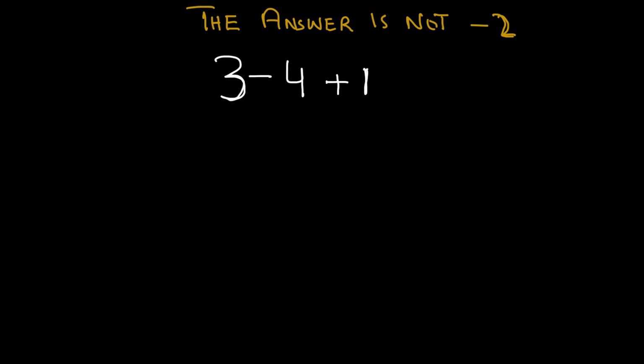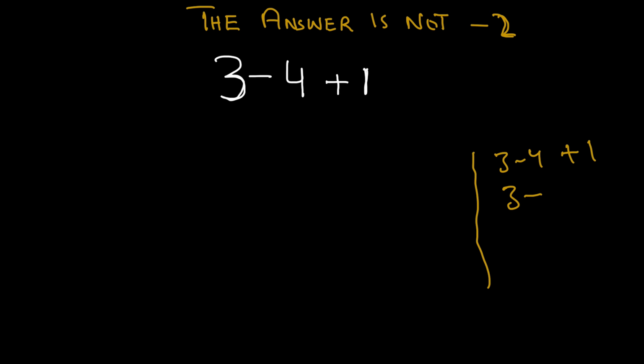Here you can see the answer is not minus 2. So how will we get the answer minus 2 when we simplify with the wrong method? So we first simplify with the wrong method: 3 minus 4 plus 1. First of all, everyone solve this according to BODMAS.